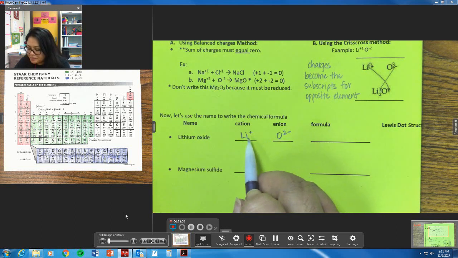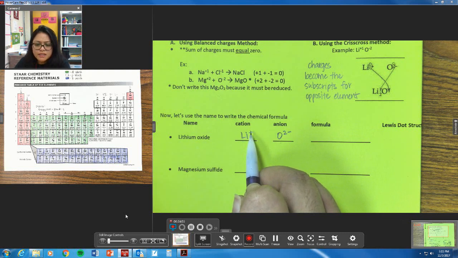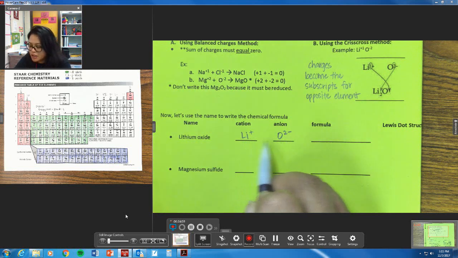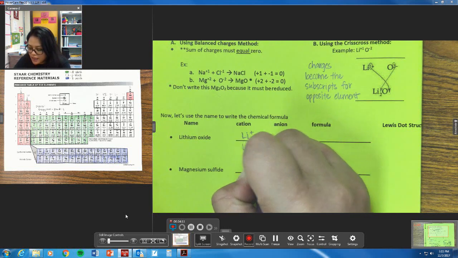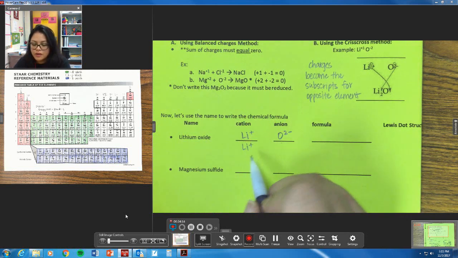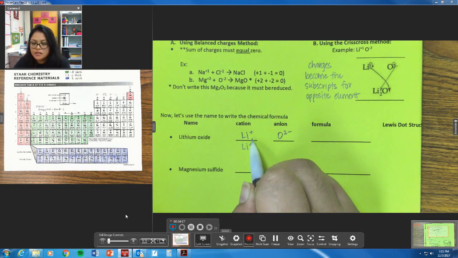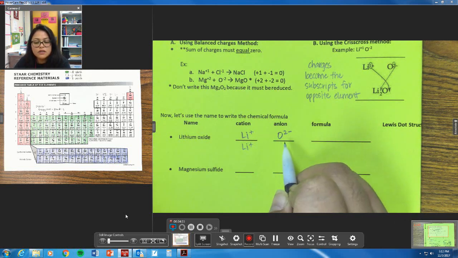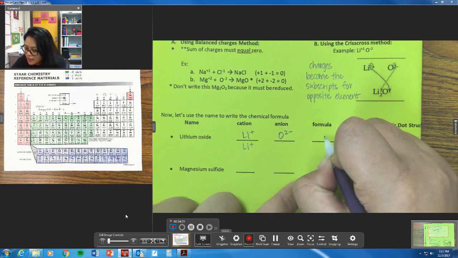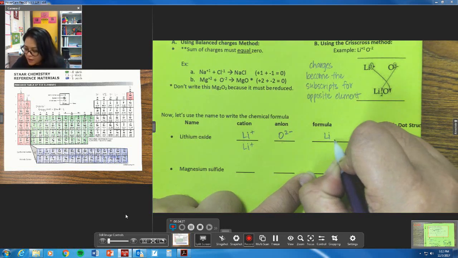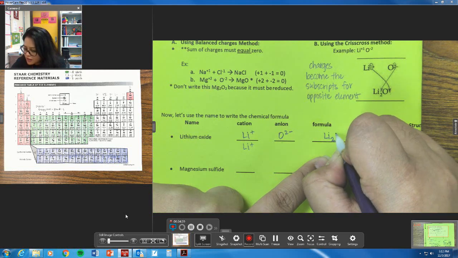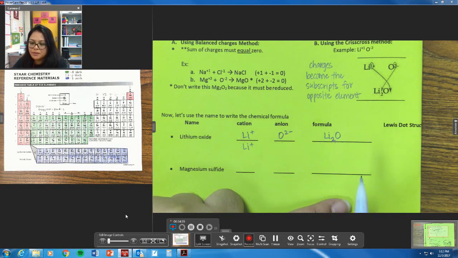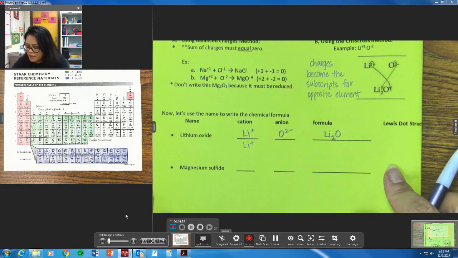But let's take a look. Okay, positive 1 does not balance out to negative 2. So what you're going to have to do is add another lithium ion. Okay, so now you have positive 2 and you have negative 2. So they cancel each other out now. So your formula, again, lithium, how many do we have? We have 2. And oxygen, we only have 1. Okay, so our formula is Li2O. Okay, let's try another one.